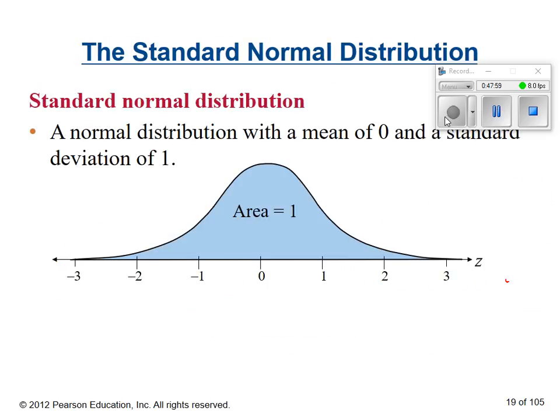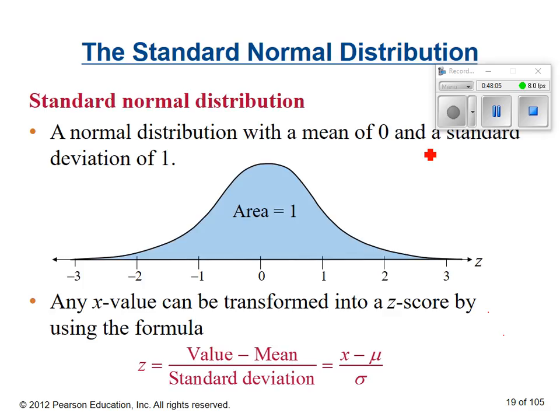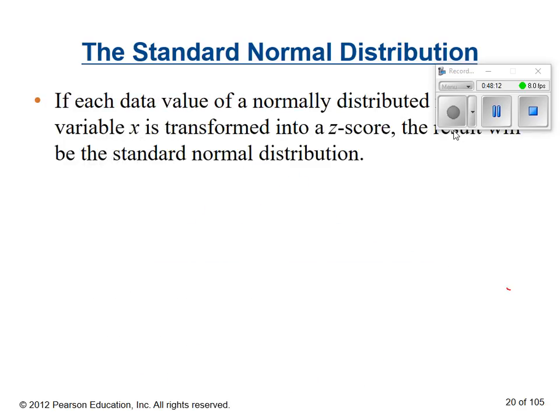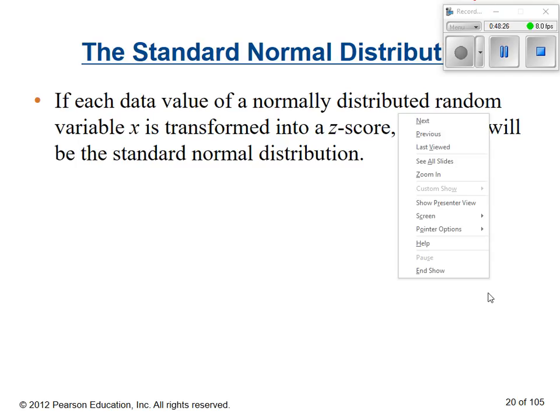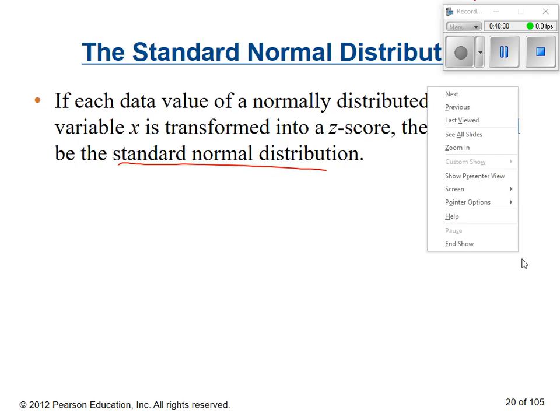Normal distribution with a mean of 0 and standard deviation of 1. Remember, the area is always one whole. Any x value can be transformed. You change it into the z-score. That's what we were just talking about. If each data value of a normally distributed random variable x is transformed into a z-score, the result will always be a standard normal distribution.